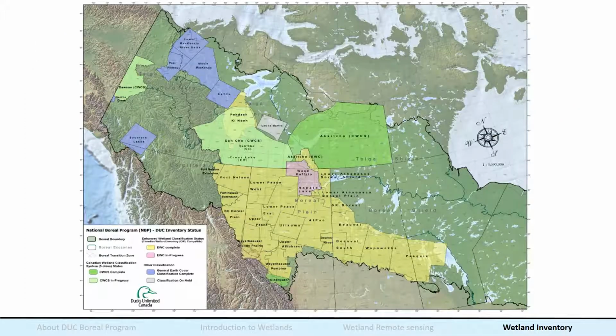This is currently our up-to-date map of the completed EWC projects. Everything in yellow is our current completed projects. The one project there in pink is in progress. It's of the Wood Buffalo National Park. Our green projects there are our completed CWCS, so the Canadian Wetland Classification System. And then our blue projects there are the general earth cover classifications. These are some of our old projects where the classification was more based on vegetation than it was wetland type specifically. And just to date, we have approximately over 216 million acres of EWC mapped to date.